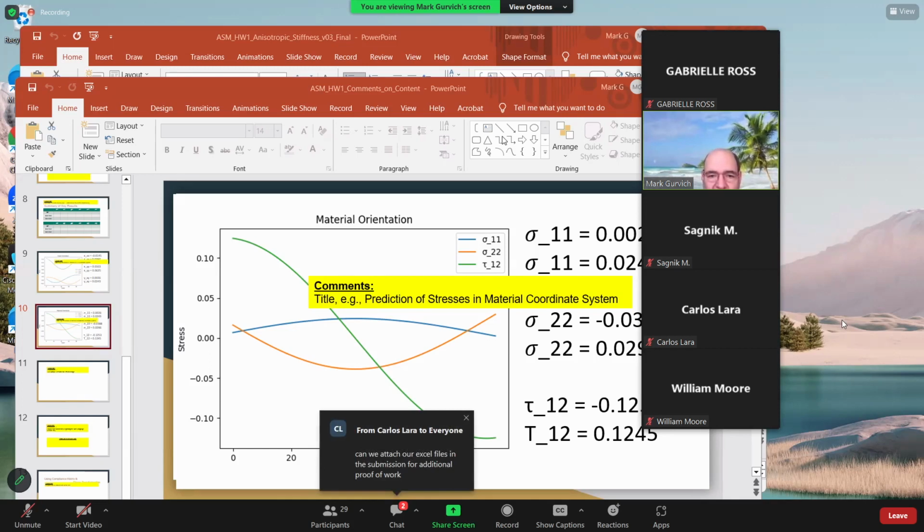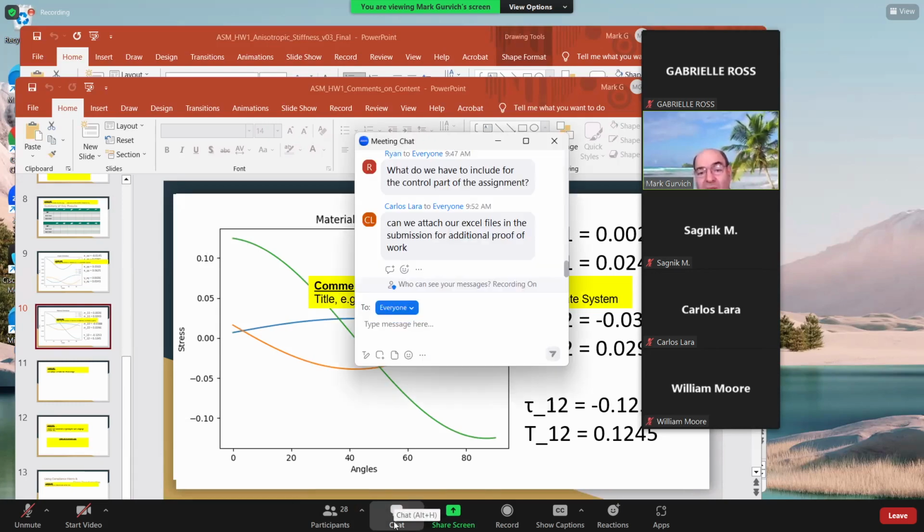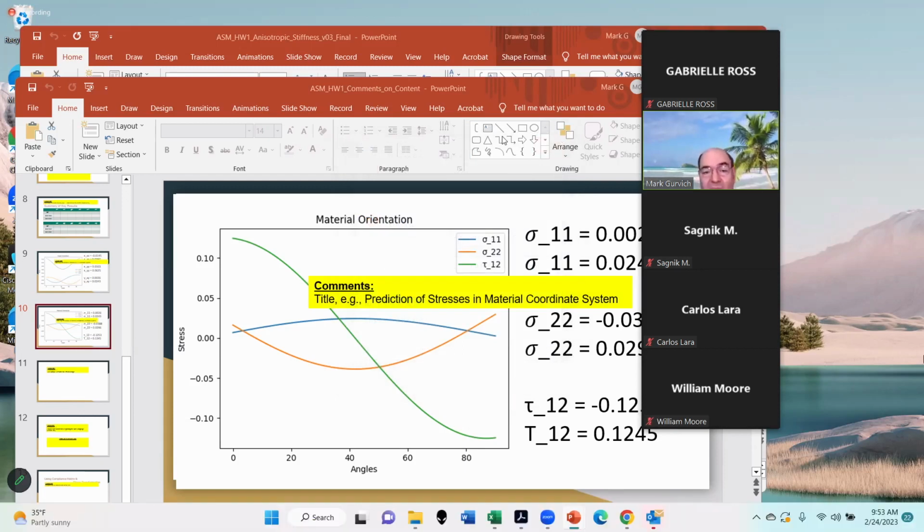Pratik asked a question about the flowchart for variant 2. Yes, that's correct. For variant 2, it's kind of opposite. You calculate matrix S sub x already in the rotated coordinate system, and you directly calculate strain in the rotated coordinate system. But after that, you go back and calculate strain in material orientation.